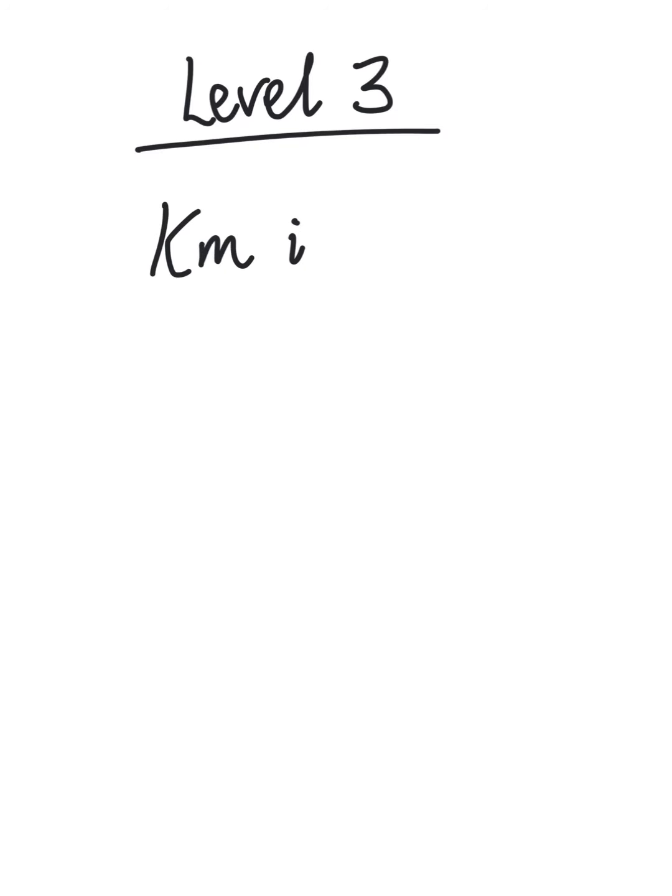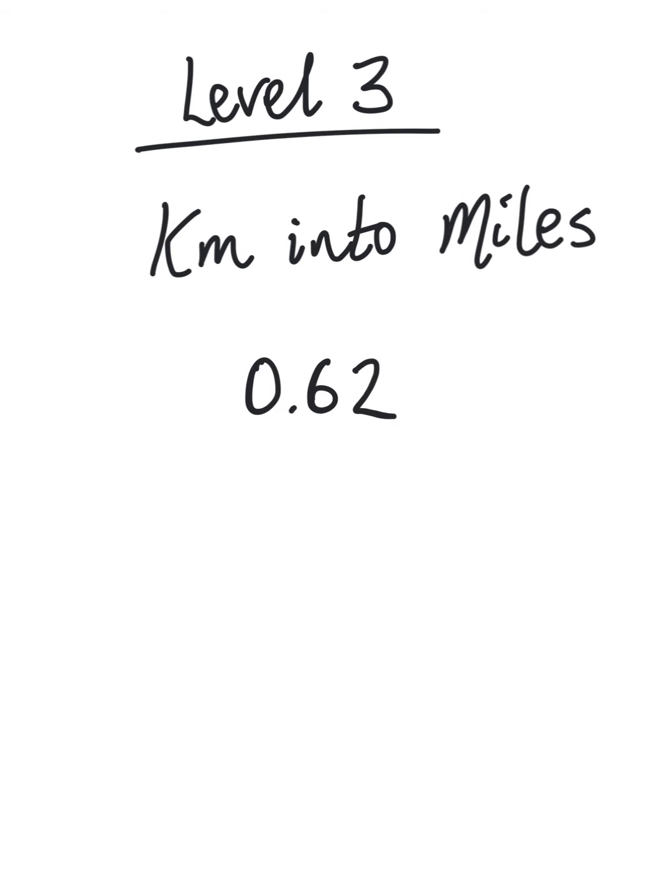Right, level 3. Obviously level 3 is going to be a bit trickier than level 1 and level 2. And this is why. We are going to do kilometers into miles, but we're going to get a little bit more accurate. Because the 0.62 number I've been using isn't wholly accurate. It's rounded up.